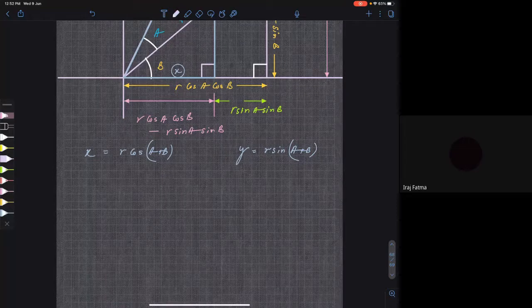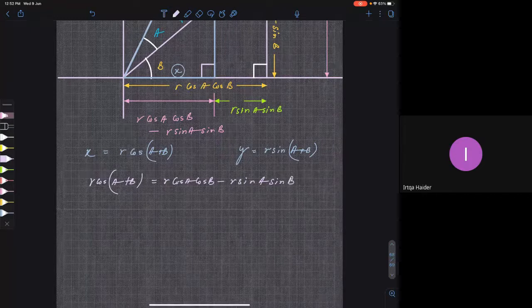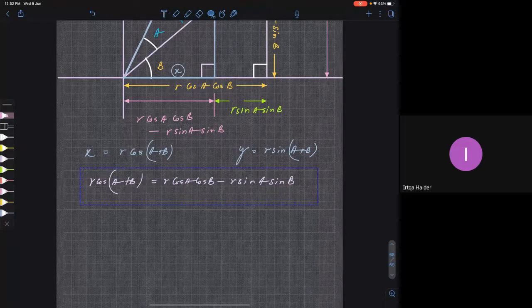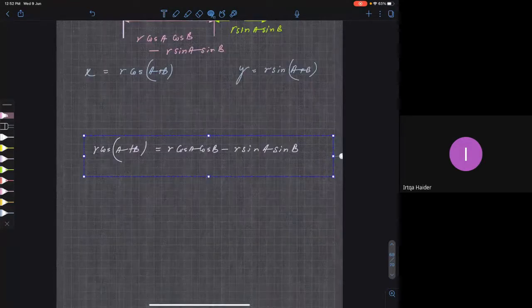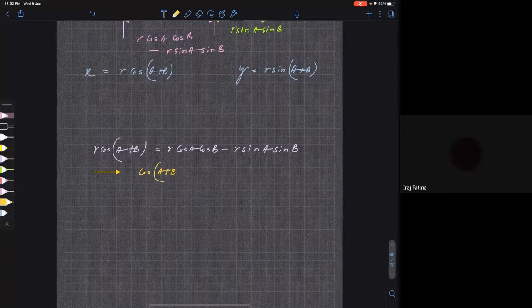So what is R cos A plus B equal to? R cos A cos B minus R sin A sin B. Do you agree? Yes, sir. So I'm just writing that in the next page. Okay. So what is the conclusion? If you cancel R, cos A plus B is equal to cos A cos B minus sin A sin B.